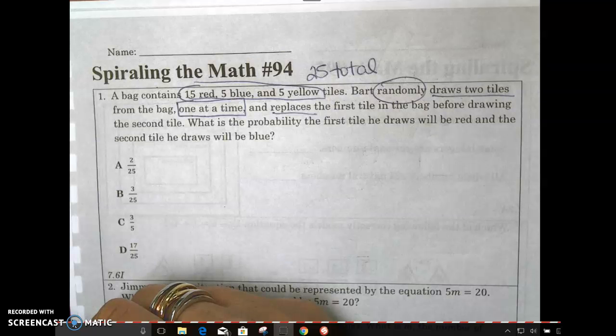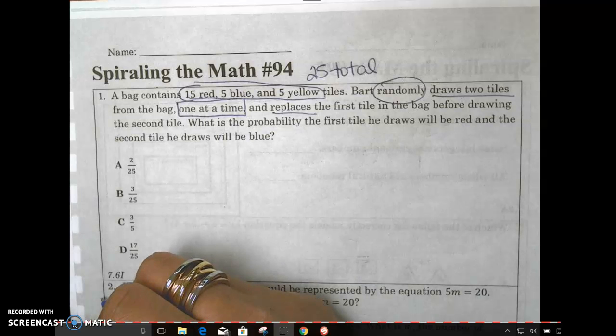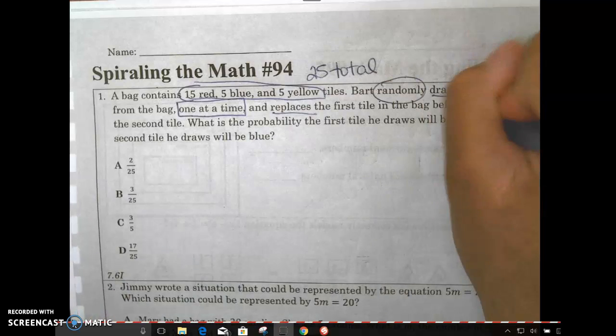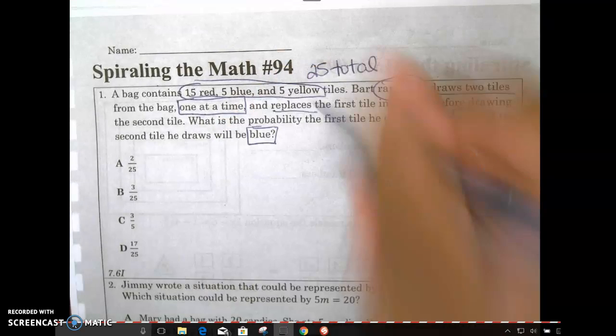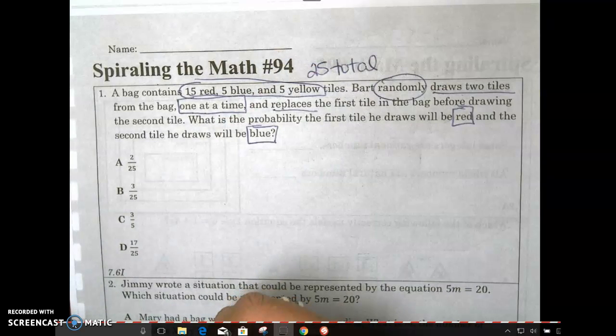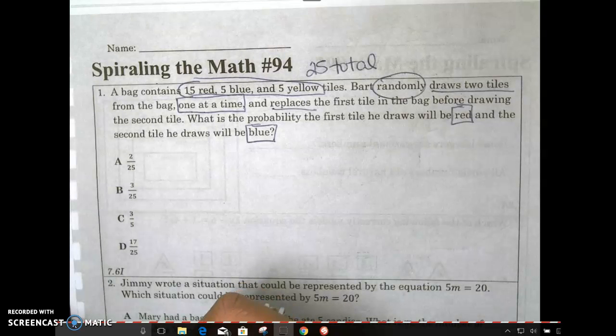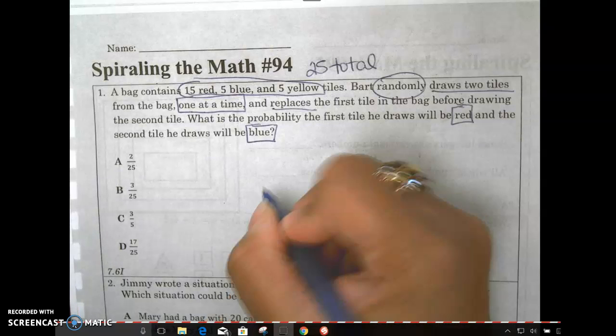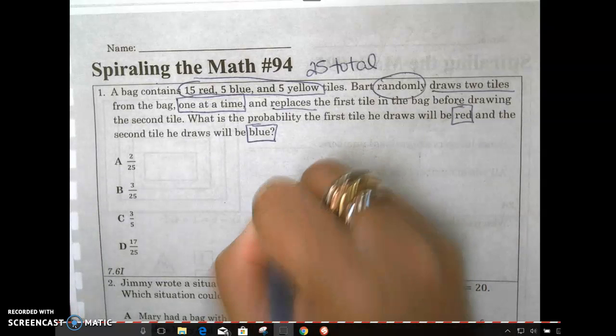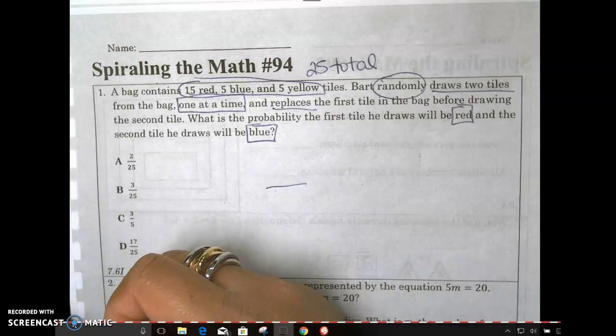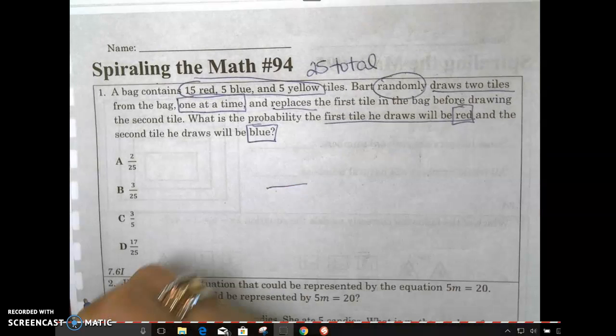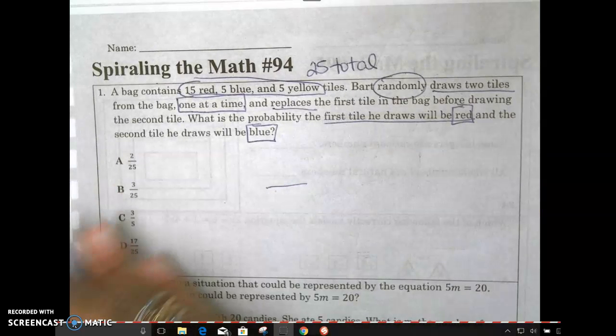What is the probability that the first tile he draws will be red and the second tile he draws will be blue? What are they asking for? Red and blue. Now, what goes first? Red. How do I depict that probability-wise? So it would be 20 over 25. Where are you getting 20 from? Because 15 plus 5 equals 20. The first tile is red. I am just talking about red right now.